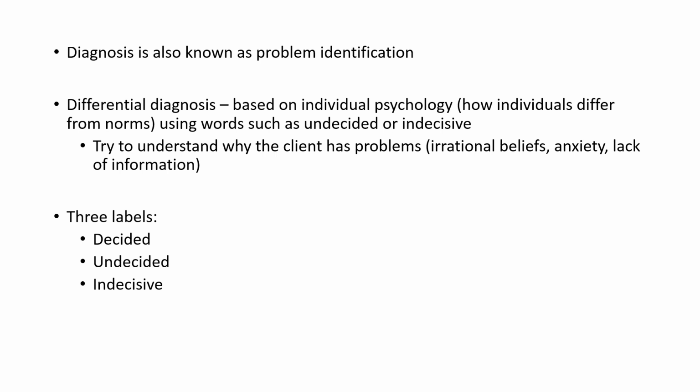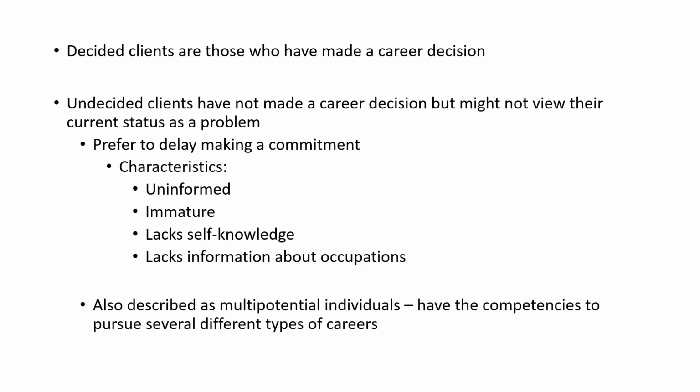It could be irrational beliefs. Irrational beliefs are things that maybe they were taught growing up that are actually not really true. Like maybe the parents said that that child was dumb or stupid or not useful at all, which is something that you might carry on for a long time or maybe even for the rest of your life. There's anxiety, and then also people who can't make decisions because they lack the information. So there are 3 types of labels when it comes to this, which are decided, undecided, and indecisive, which is what we're going to explore next. Decided clients are those who have made a career decision.